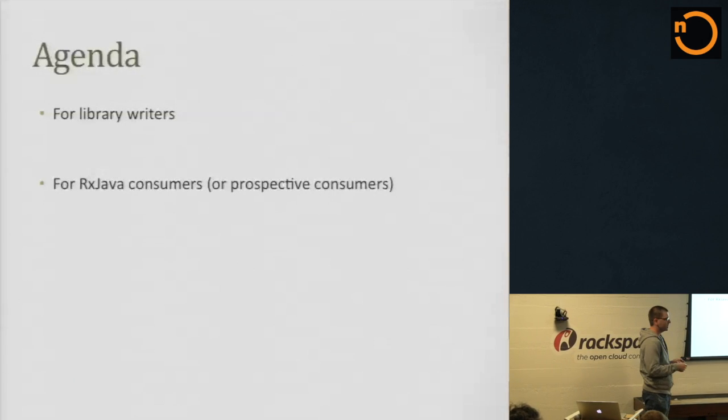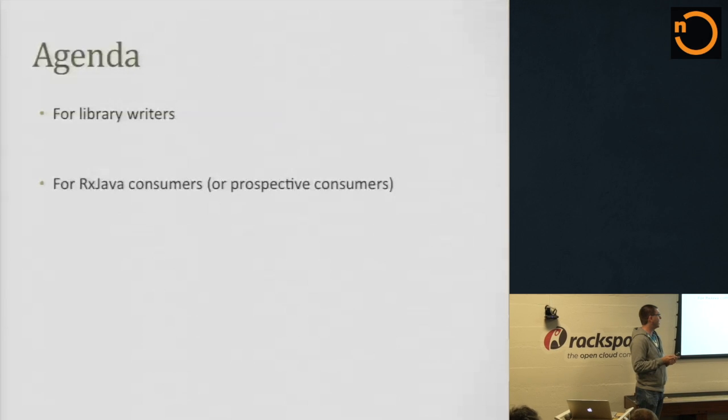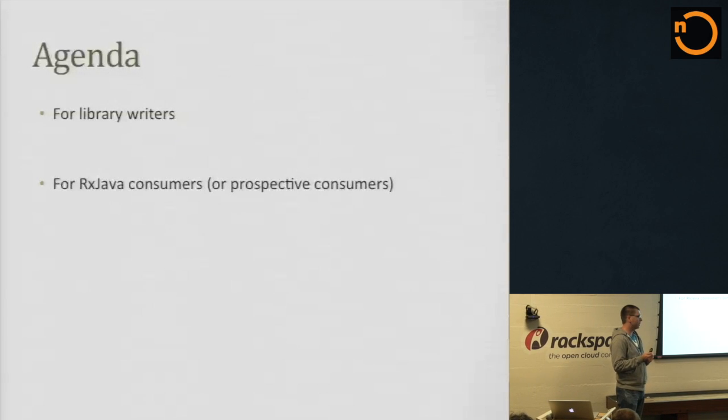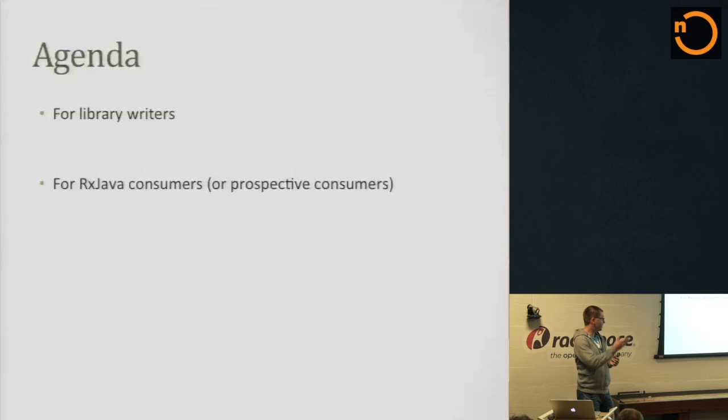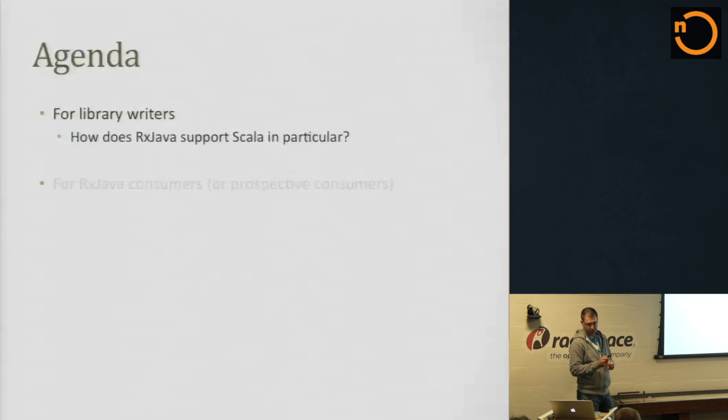The first part is going to be stuff that we found for library writers. For targeting a polyglot environment, what are some interesting things to watch out for? What are some good things to do? And then Ben already did a lot of this, but for RxJava consumers or prospective consumers, what are some interesting use cases? What have we found in our usage of it?